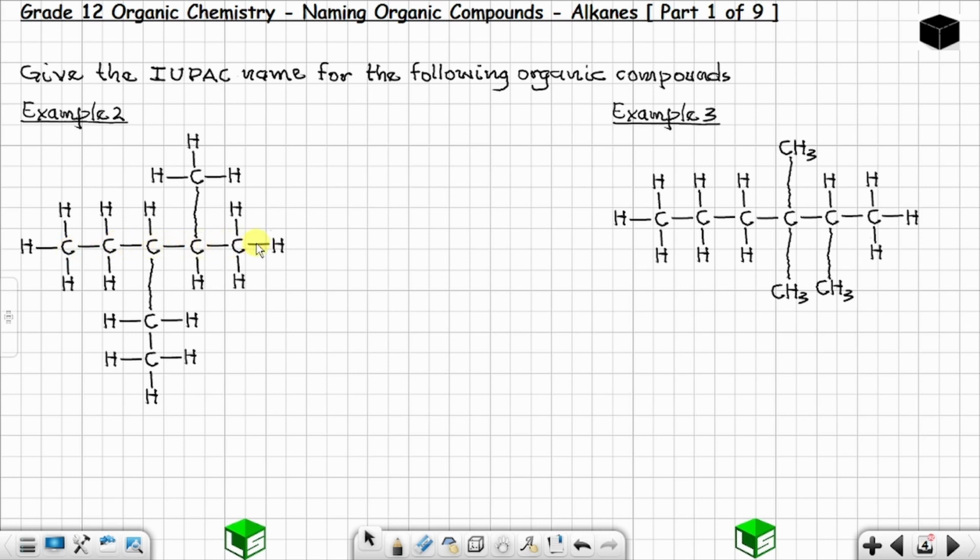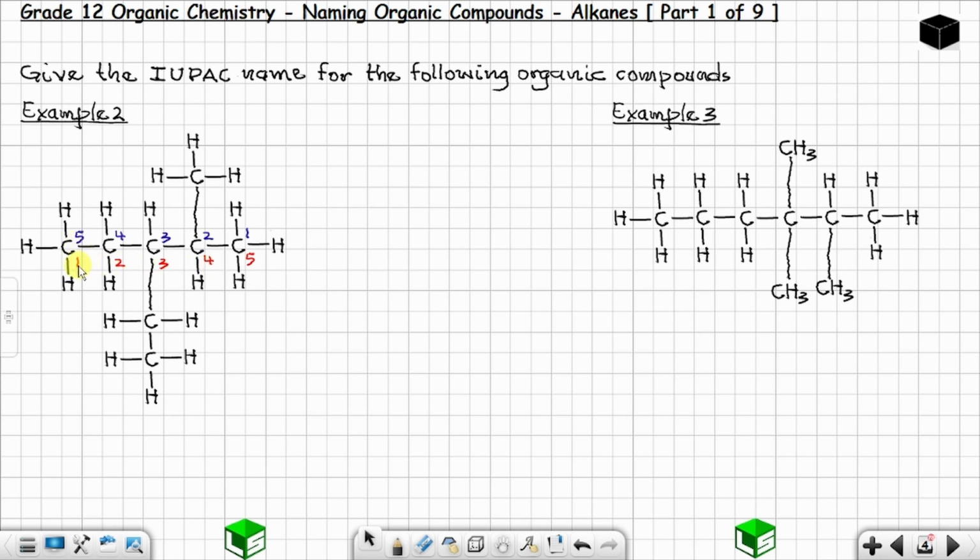So the numbering will be done from left to the right or from right to the left. Let's see. You have to number it in such a way that your branches are located on the lowest possible number. Okay, if you choose to number it from left to the right, this is what you are going to get. This will be carbon number 1, 2, 3, 4, 5. But if you choose to number it from right to the left, this is going to be carbon number 1, and this is going to be 2, 3, 4, 5.